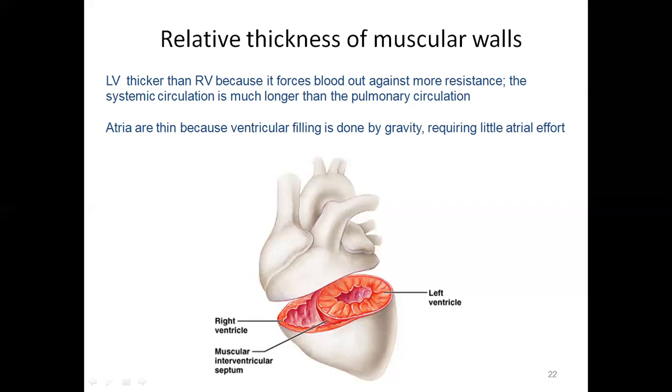Atria are thin because ventricular filling is done by gravity, requiring very little effort. Now what happens, the thickness of the left ventricle is more because it has to work against resistance. It has to force more of the blood. And that's why, because of hypertrophy, which is an increase in the size of the cell. So because of the hypertrophy of the muscle, since it has to force blood out against more resistance, there is more thickness. Atria are thin because gravity is also helping in ventricular filling, and that's why less effort is required.